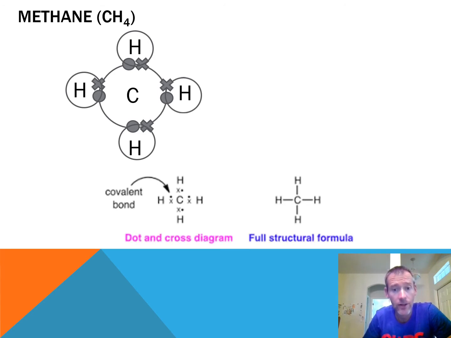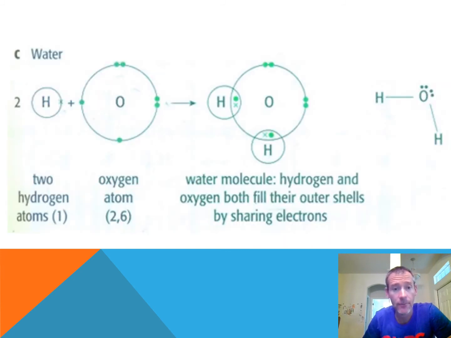Okay, and so those are covalent bonds. To draw a structural formula, we just change the electrons to lines to represent a bond, and then you have the structural formula for methane, CH4. So now carbon has 8 outer electrons, hydrogen has 2, so it's happy.